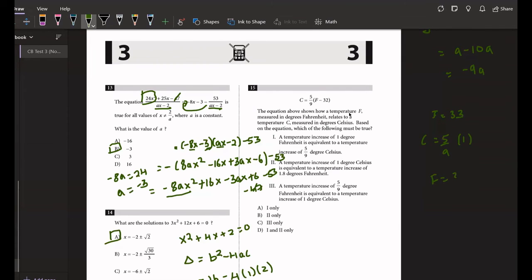And then you take F as 34, which is 1 Fahrenheit higher. You can do this, 5 over 9 times 34 minus 32 would be 2, which is 5 over 9 greater than the previous value. So 1 is correct. A temperature increase of 1 degree Celsius is equal to an increase of 1.8 Fahrenheit, which is also true because when you reverse this, F minus 32 would be 9 over 5 C. And that's going to be correct. So 2 is correct. A temperature increase of 5 over 9 Fahrenheit is equivalent to a temperature increase of 1 degree.